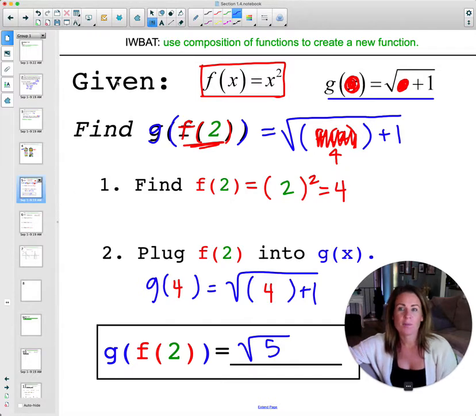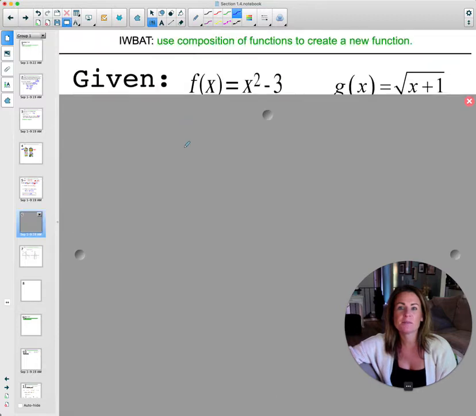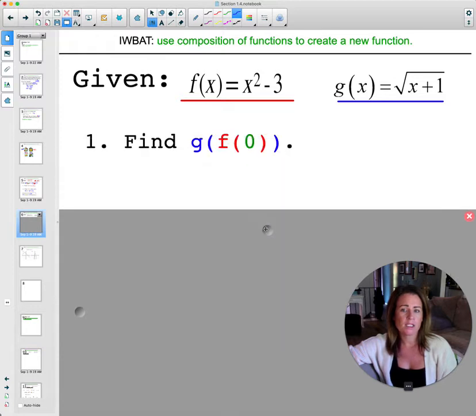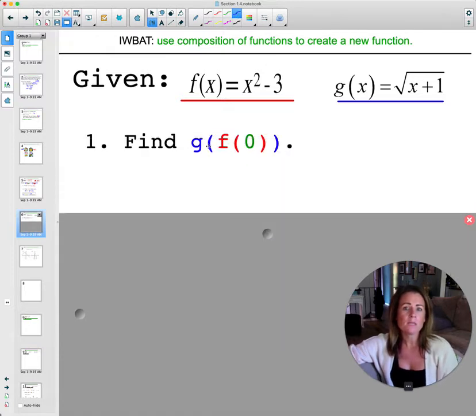So let's look at a couple more examples here. Our two functions are f of x equals x squared minus 3, so the input squared minus 3, and g of x is equal to the square root of some input plus 1. Let's take a look at this first one. Notice that the g function is the outer function, so I'm actually just going to write that down right away.